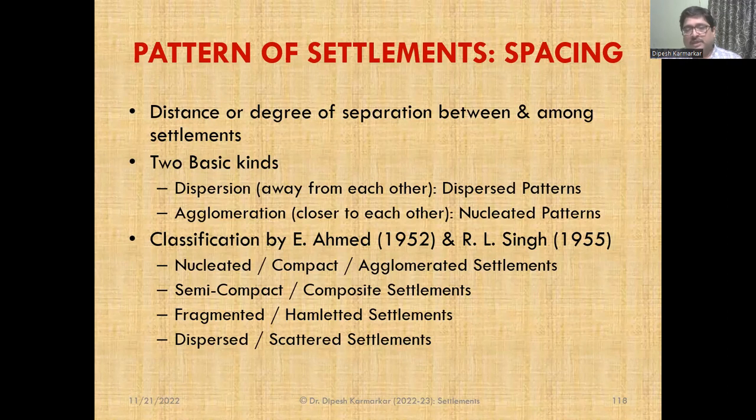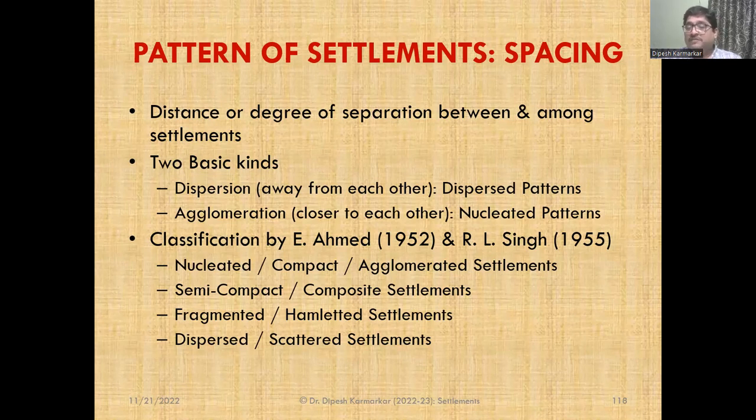One is a process of dispersion. Dispersion is a process where the settlements tend to move away from each other. So settlements show a lot of distance or a very high degree of separation between them, and such settlements are called dispersed settlements, or having a dispersed pattern of settlement. The process responsible is dispersion, moving away from each other. Exactly opposite to it, we have a process of agglomeration, or coming closer to each other. So certain settlements may be very close to each other, where the process of agglomeration is active. Such settlements are called nucleated settlements or nucleated patterns, or there may be some settlements which tend to place themselves away from each other, where the process of dispersion is active, and such settlements are called dispersed pattern.